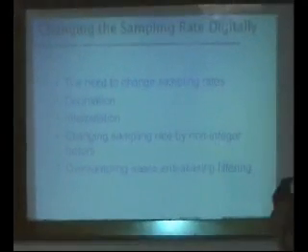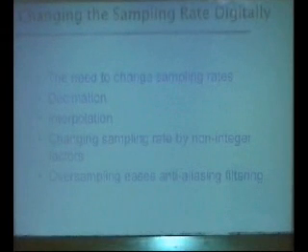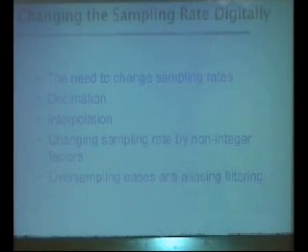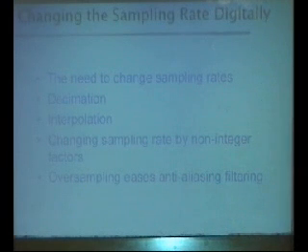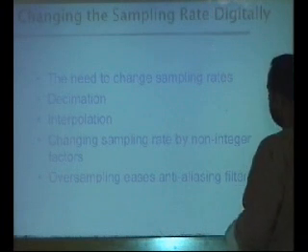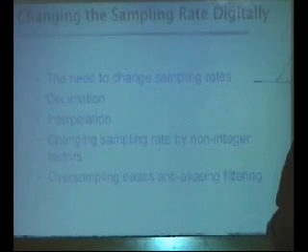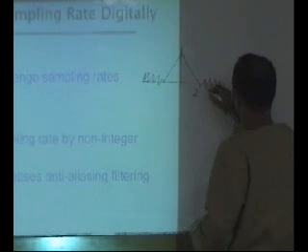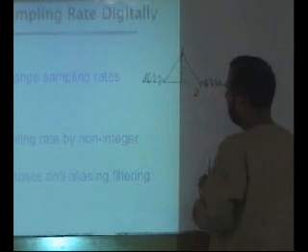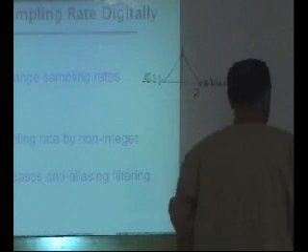So this background, the need to change sampling rate, is what is called multi-rate signal processing. You do decimation, you do interpolation, and change the sampling rate, and sometimes you have to change it by a non-integer factor. We'll see how this is done. And oversampling sometimes eases anti-aliasing filtering. I've already told you that sometimes, though it is not required to sample at a high rate, you have some noise here, some noise here. So to avoid aliasing, you sample at a high rate and then digitally clean the signal.